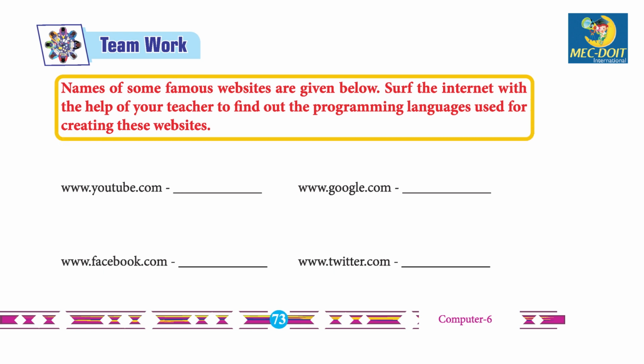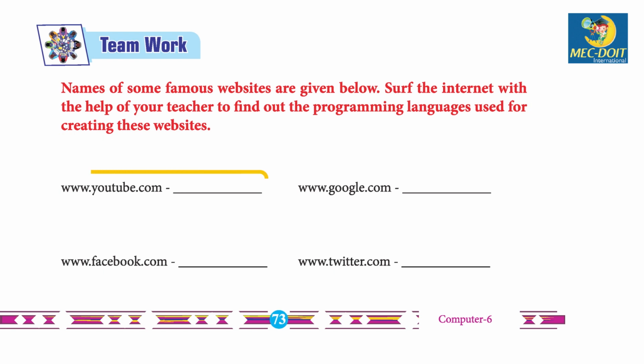Teamwork. Names of some famous websites are given below. Surf the internet with the help of your teacher to find out the programming language used for creating these websites. 1. www.youtube.com. Answer. C++. 2. www.google.com. Answer. PHP. 3. www.facebook.com. Answer. Python. 4. www.twitter.com. Answer. Java.